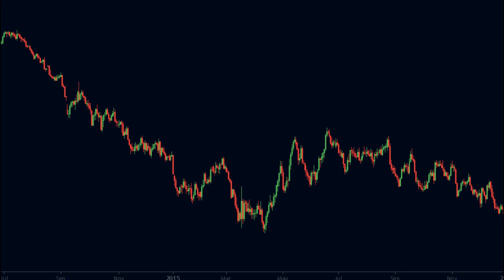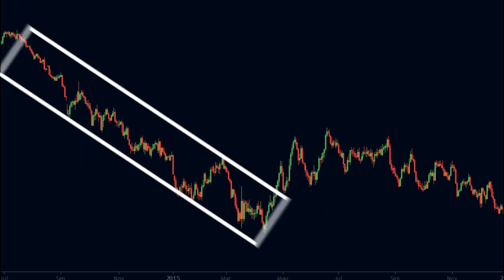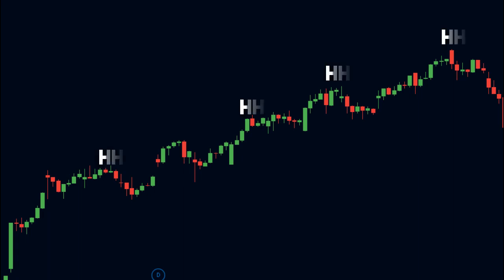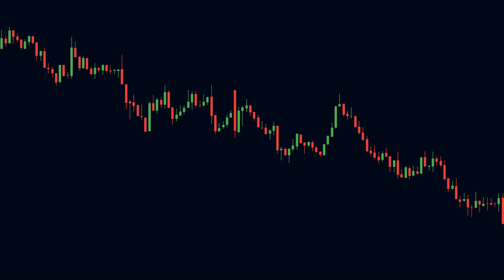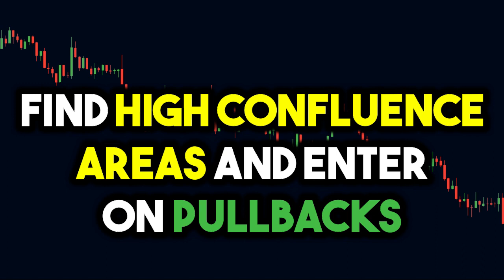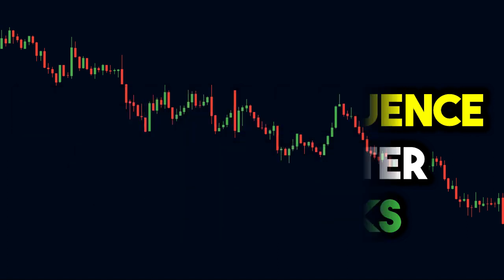Let us start with the trend following strategy. The market moves in two phases: the trending phase and the ranging phase. When the market is making higher highs and higher lows, it is in an uptrend. Similarly, when the market is making lower highs and lower lows, it is in a downtrend. Our goal with this strategy is to find high confluence areas and enter the trend on pullbacks.